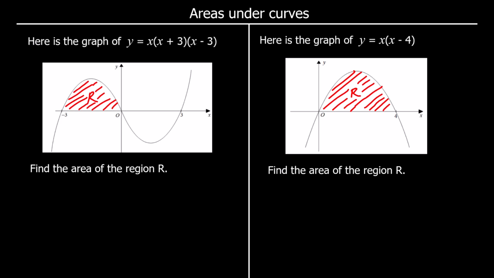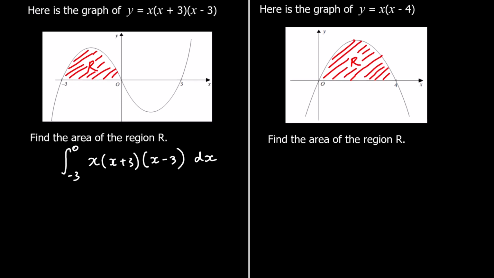So what we want to do, to use integration, is the integral between 0 and -3 of x times (x plus 3) times (x minus 3) with respect to x. So that's our calculation. To integrate this, we are going to have to expand the brackets. So (x plus 3) times (x minus 3) is the difference of two squares. It is x squared minus 9. And we've got x times (x squared minus 9). So that's going to be x cubed minus 9x.